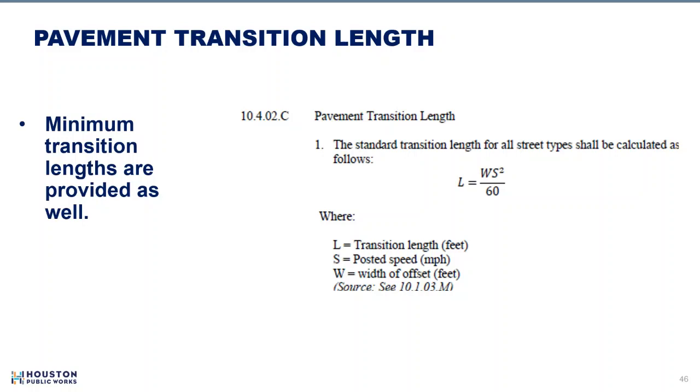You also see a pavement transition length. This was not part of the IDM. A lot of questions came up with developers or capital projects on what we should transition when we're tapering down on a roadway. So this is provided, as well as minimum transition lengths, underneath this in this section as well.